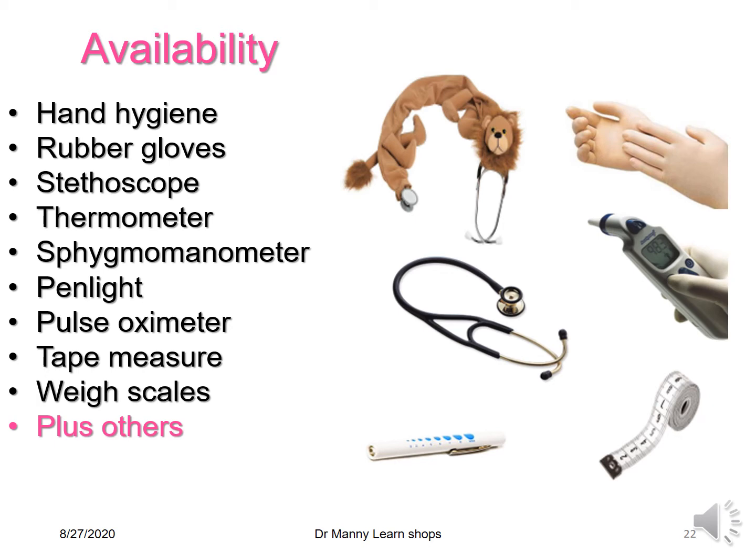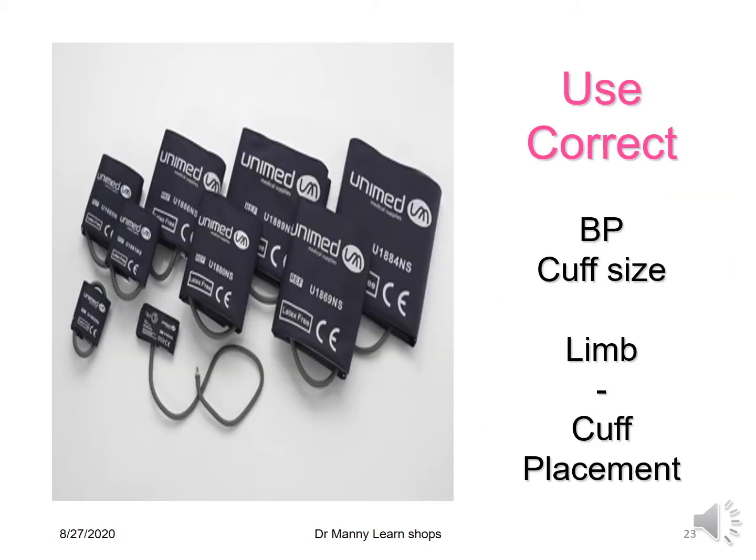A stethoscope, a thermometer, a sphygmomanometer, pen light, possibly a pulse oximeter, tape measure, weigh scales, and other items that may be important for that specific physical assessment. Now, it's always important when using any equipment that you use the equipment that is correct. The equipment that is the correct size for the patient that you are assessing.